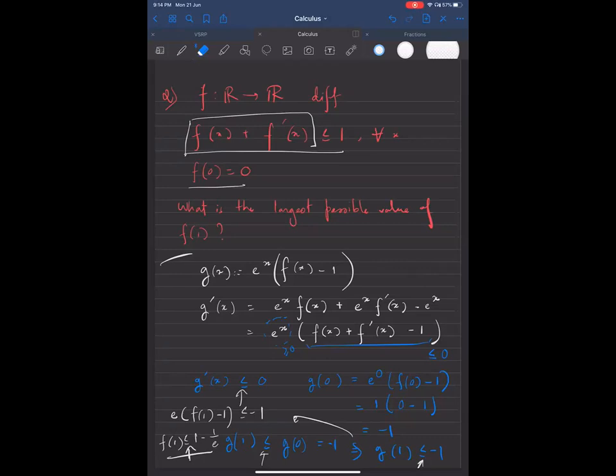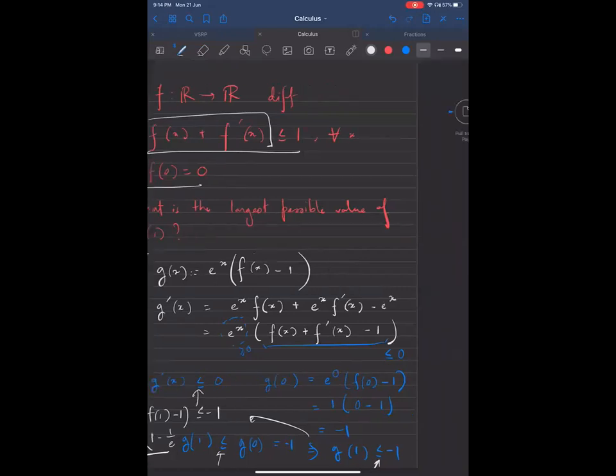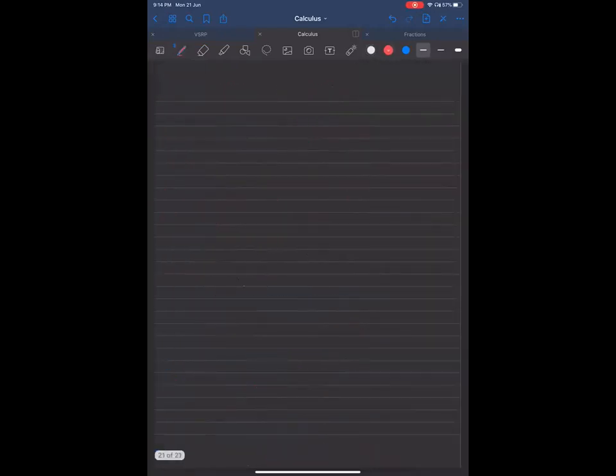What we really need to take away from this particular problem is whenever we are given some differential or functional kind of inequality, in most of the cases, we are going to use it like this. Okay, so let's just do another one. And this one, everyone should do by yourself.